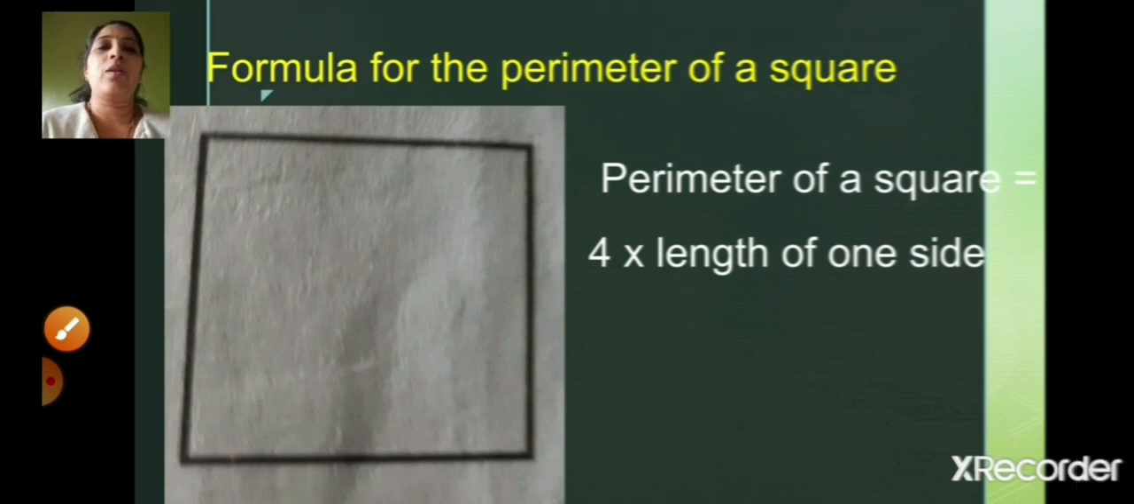Now we will find out the perimeter of a square. What is the formula for the perimeter of a square? As in a square, all the four sides are equal, right?